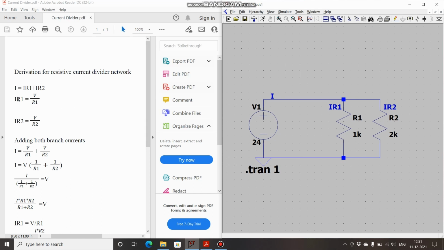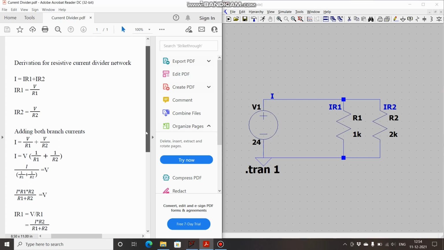Now, if you add IR1 plus IR2 and you substitute it in this equation, what you get is total current I is equal to V by R1 plus V by R2. Take V common, so inside you are having 1 upon R1 plus 1 upon R2. So V is equal to I by this whole term. Take it over here. And if you solve this part, what you get is R1 plus R2 upon R1 R2. That R1 R2 will go up and it will become I into R1 into R2 upon R1 plus R2. This is equal to V.